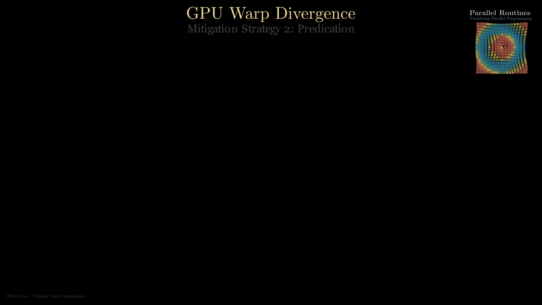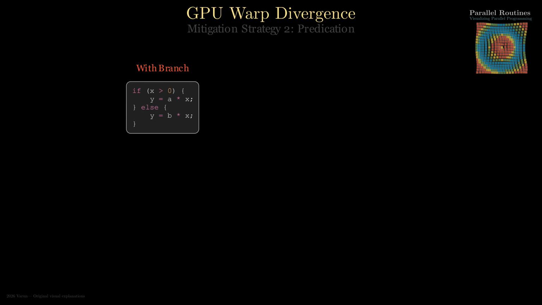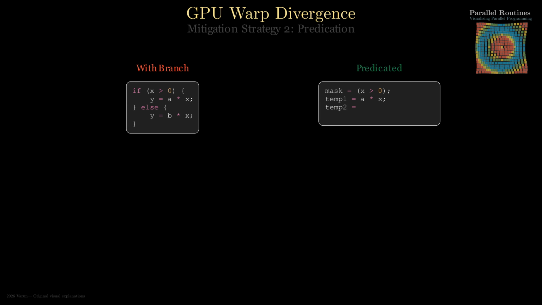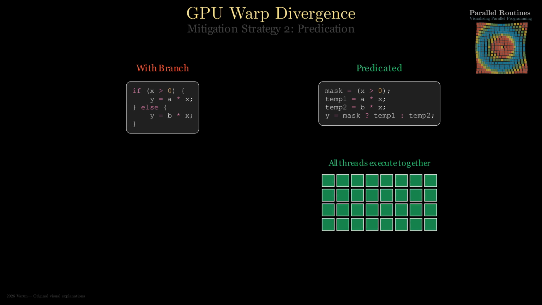Our second strategy is predication, executing both paths but masking results. Here's our branching code that causes divergence. We transform it by removing the branch entirely. Both computations happen for all threads. A mask then selects the correct result. No branching means no divergence. All threads execute together in perfect lockstep.